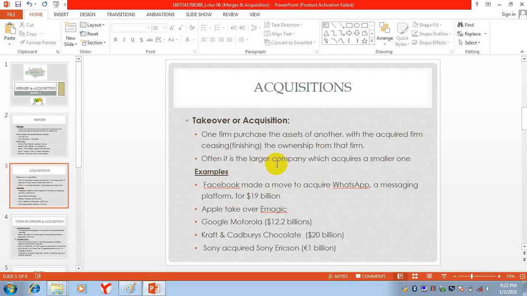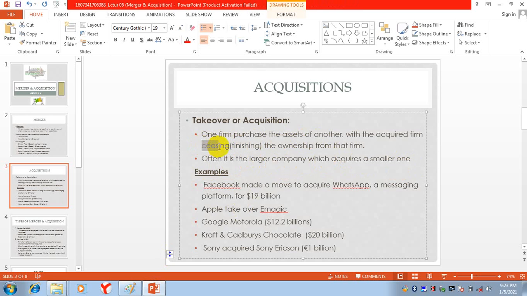Often it is the larger company which acquires a smaller one. Now in takeover, the firm which is acquiring will remain there, but the firm which is selling their assets will be ceased, it will be finished. And mostly larger companies are acquiring the smaller companies.